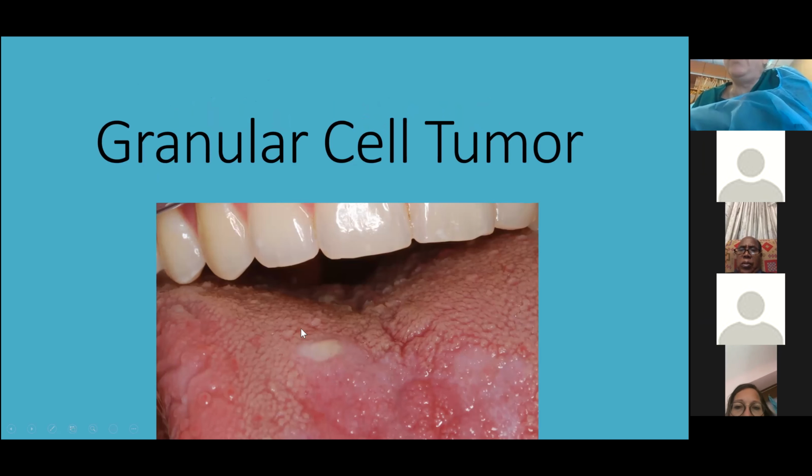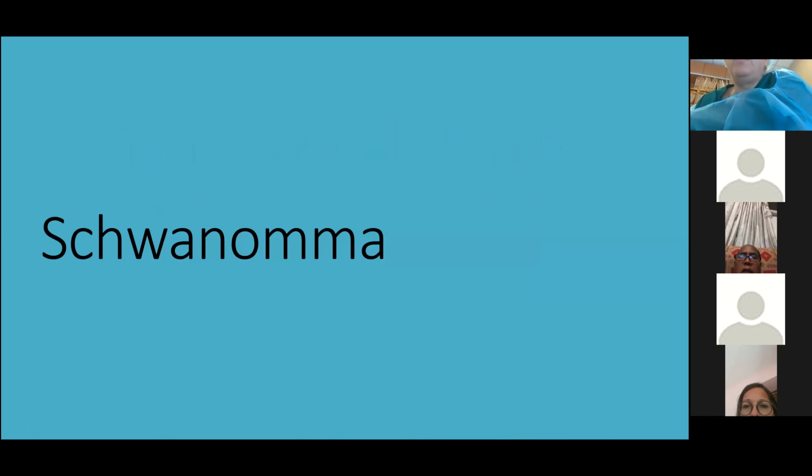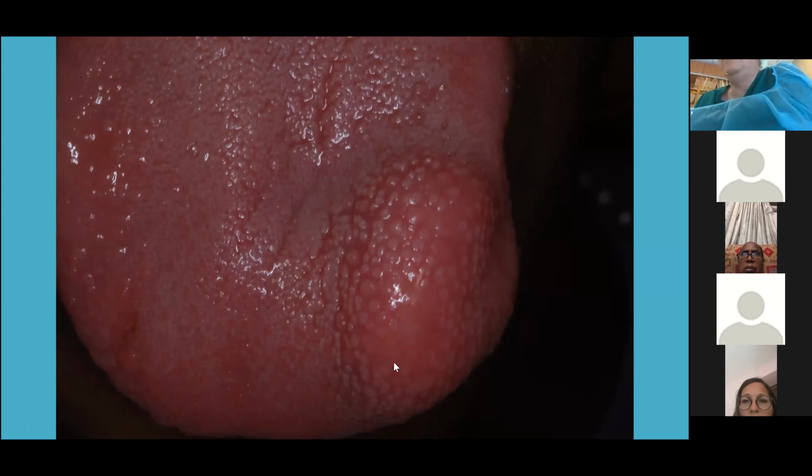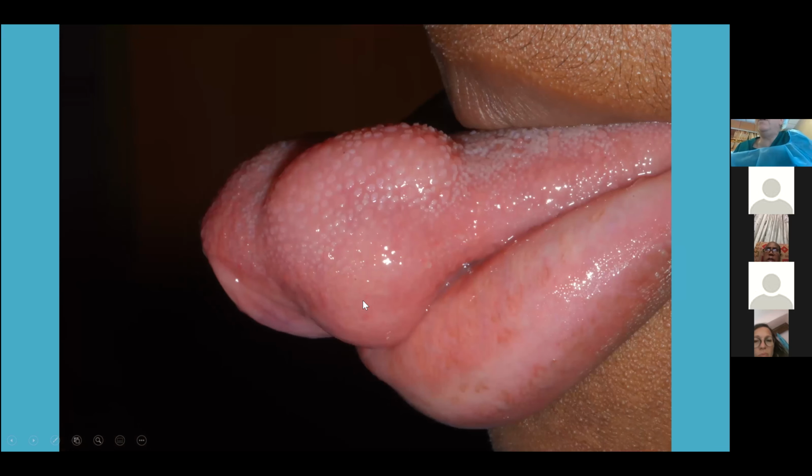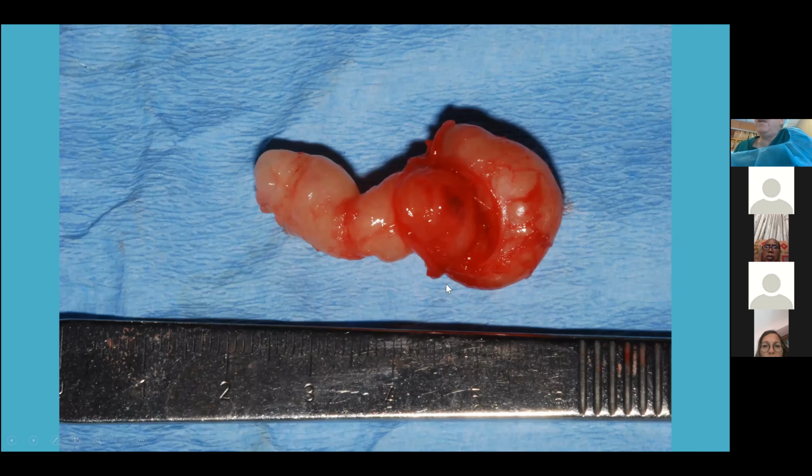Granular cell tumors of the dorsum of the tongue are benign lesions and easily removed. They can be vascular, and sometimes it's wise to remove them with a laser. Schwannoma is not a common tumor, but they are present in the oral cavity. Here in a young fellow, 9 years old, we see a large lesion of the tongue. You can see how it expands in the dorsum and the ventrum of the tongue. On removal, we can see the extent of this. They can be quite large.